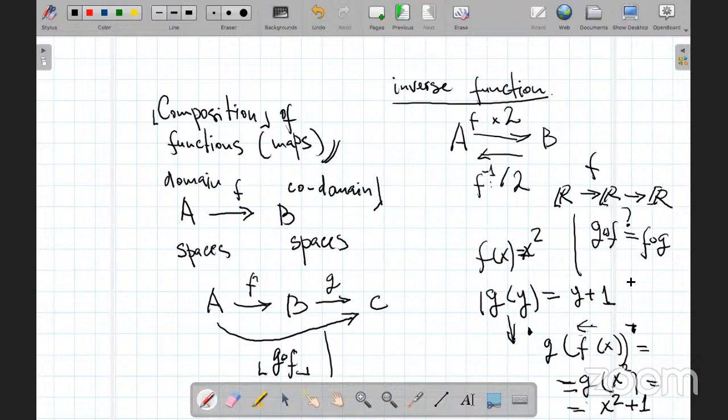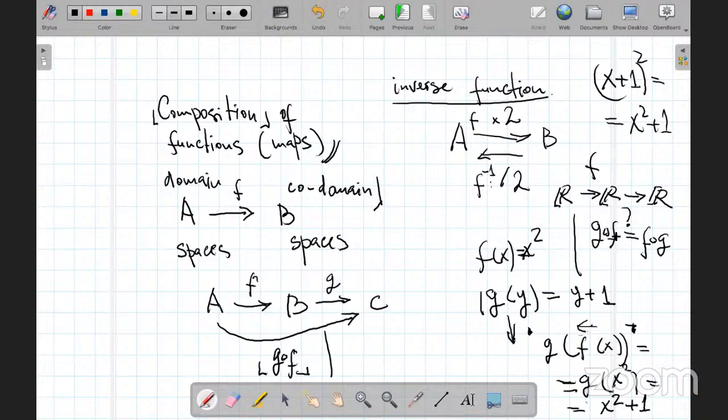And then I continue next time. Whether it's the same or not the same: you square first and add one, or you add one and then you square. Is it the same? No, it's not the same. Because of course, if you have g first, you first add one, and then you square, you get that. And this is not the same as x squared plus 1.